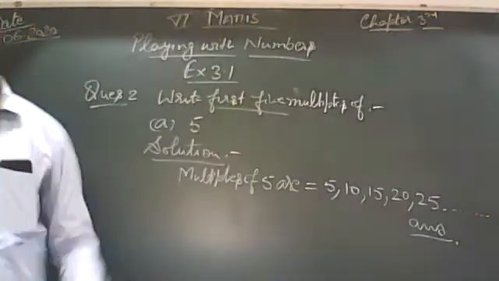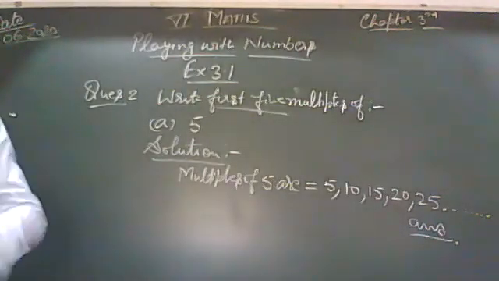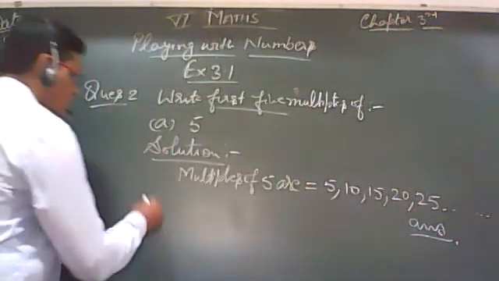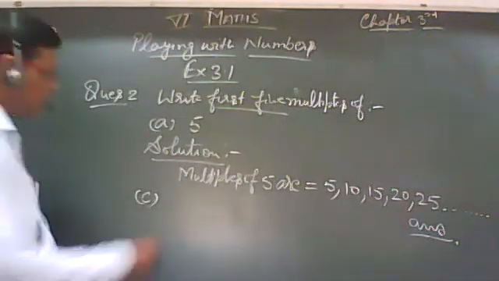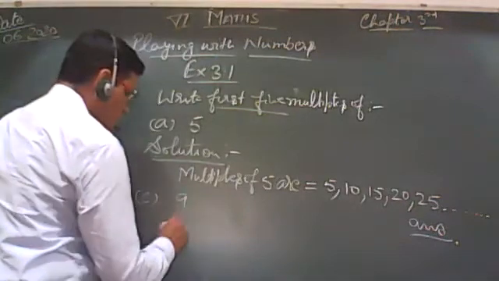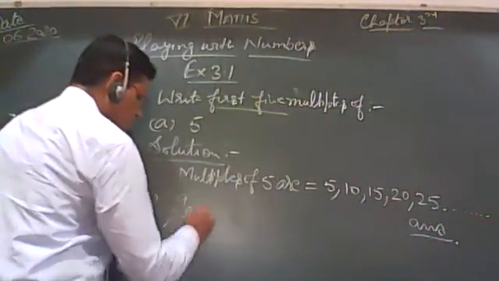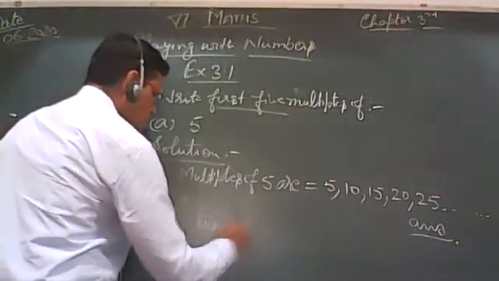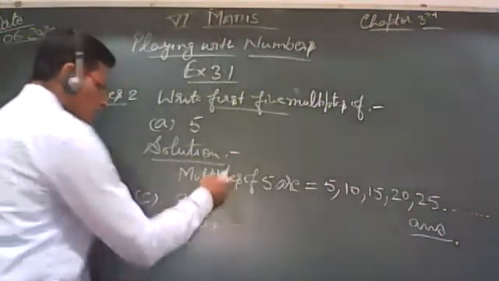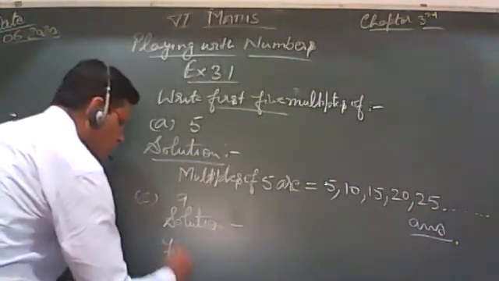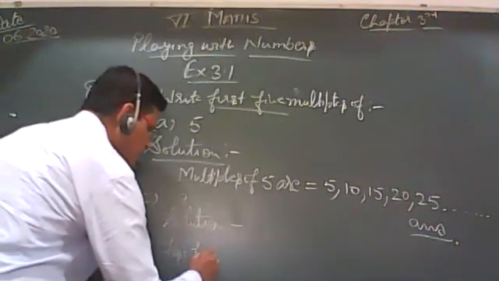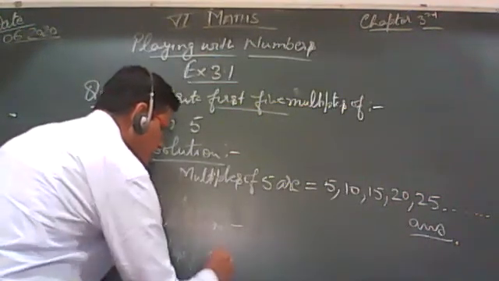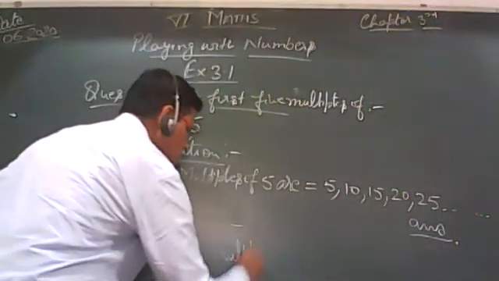Okay, it's clear. Now the B part you have solved, and now I solve the C part of this question. Multiples of 9. Solution of this question is: first 5 multiples.